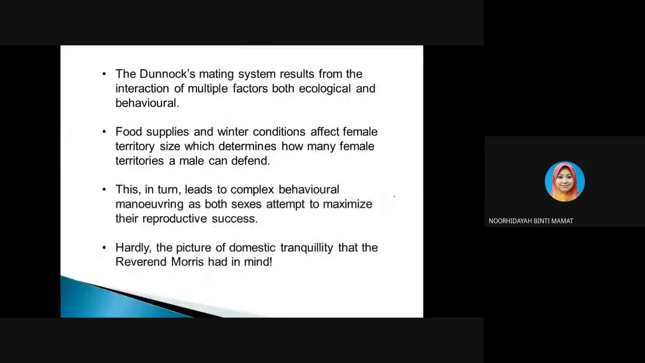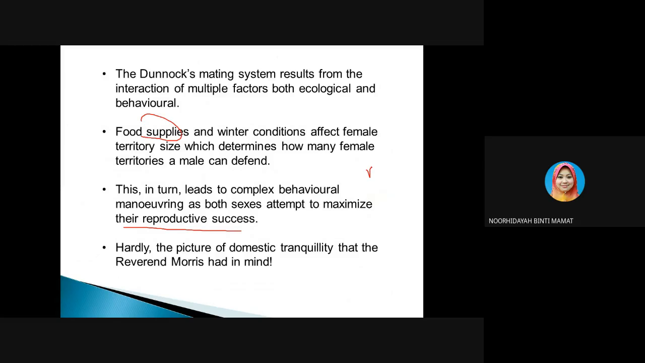So the dunnock mating system results from the interaction of multiple factors, both ecological and behavioral. The food supplies and winter conditions affect female territory size, which determines how many female territories a male can defend. So the size of the female territories depends on the food supplies and also the winter conditions. This in turn leads to complex behavioral maneuvering as both sexes attempt to maximize their reproductive success.